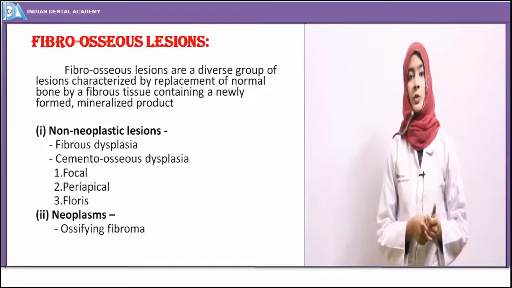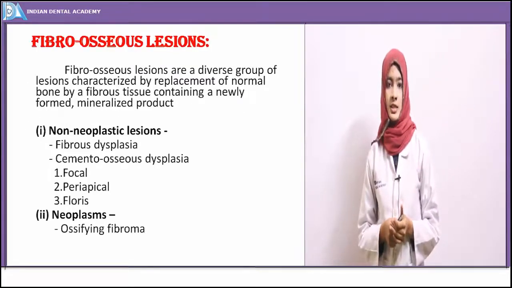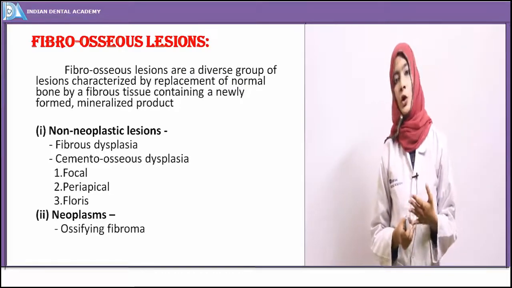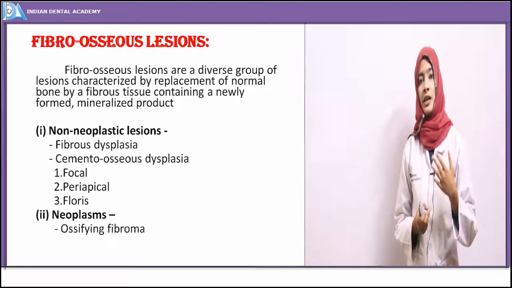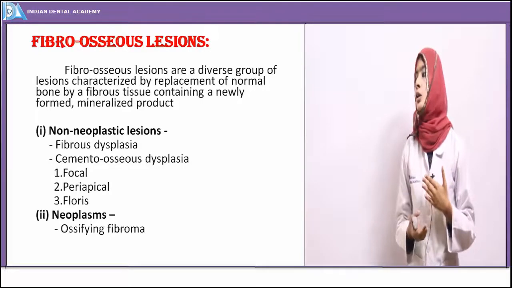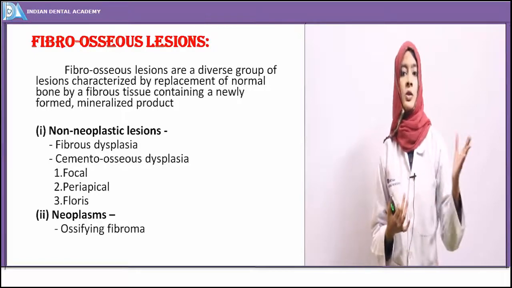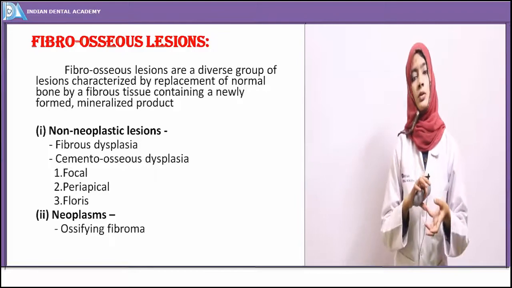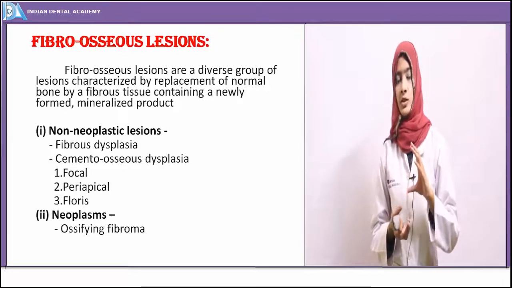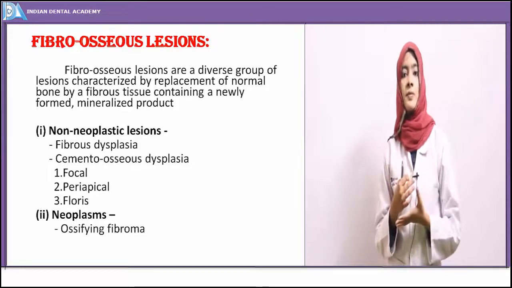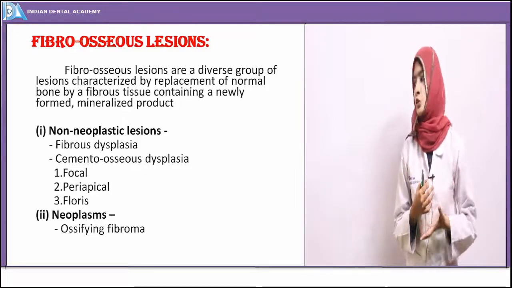So now we are going to study the fibro-osseous lesions. Fibro-osseous lesions are a diverse group of non-neoplastic lesions which are characterized by replacement of normal bone by fibrous tissue. So we have seen disorders where there was a defect in bone deposition as well as resorption. Here there is complete replacement of bony tissue by the fibrous tissue.